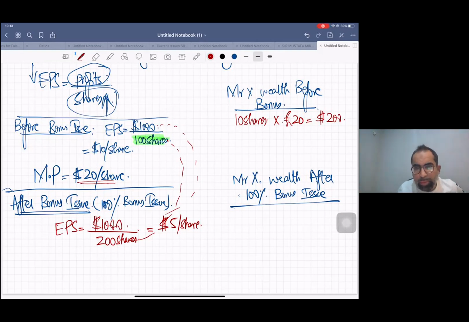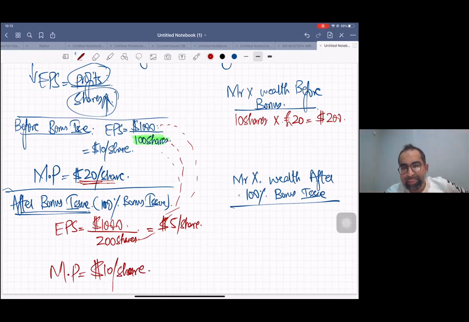So open your eyes, as the EPS became half, the market price will also become half. The existing price was $20 and now it became $10 per share. Now a very interesting thing is coming. Very, very interesting thing is coming. Look at here. Mr. X's wealth after the 100% bonus issue.